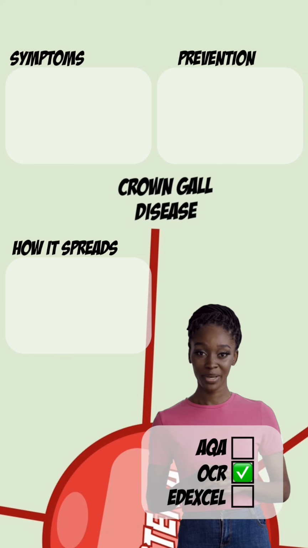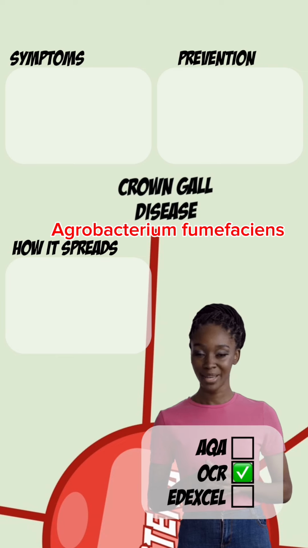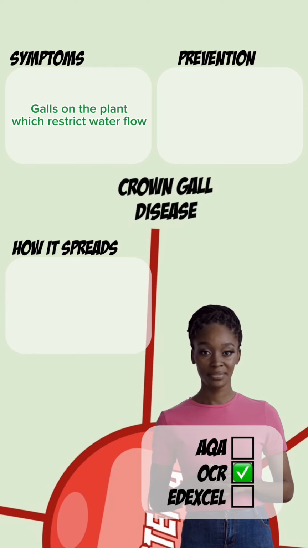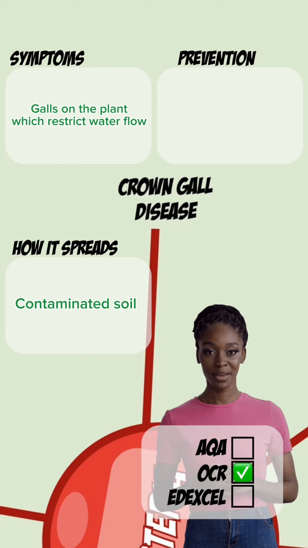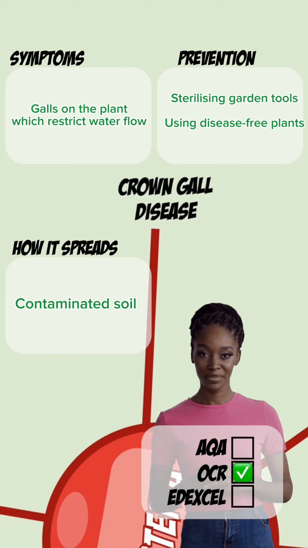Crown gall disease is a plant disease caused by a bacterium called Agrobacterium tumefaciens, and it induces the formation of galls, which are abnormal growths, which damage the plant and restrict water flow through it. It's transmitted through contaminated soil, and prevention involves sterilizing garden tools and using disease-free plants.